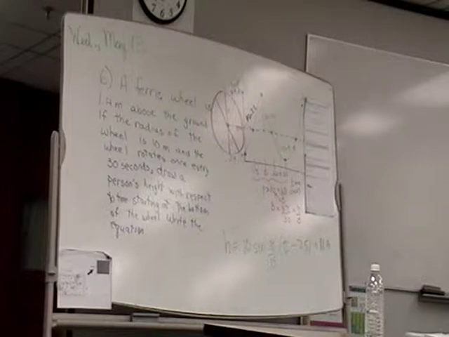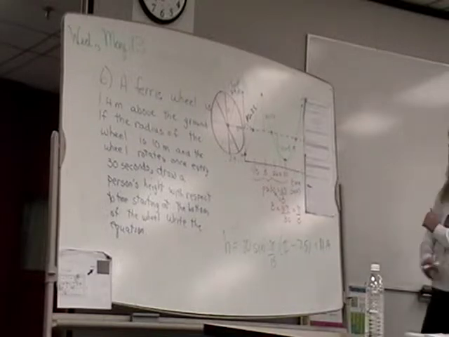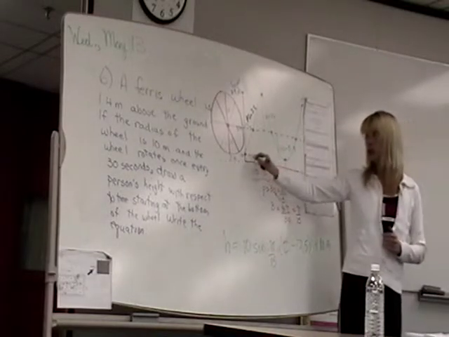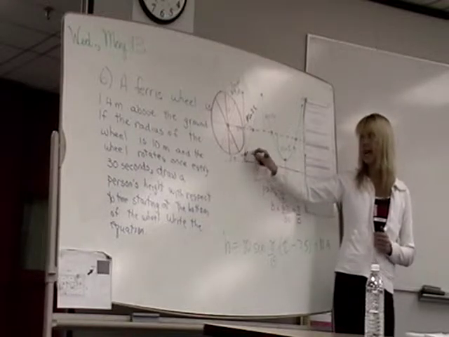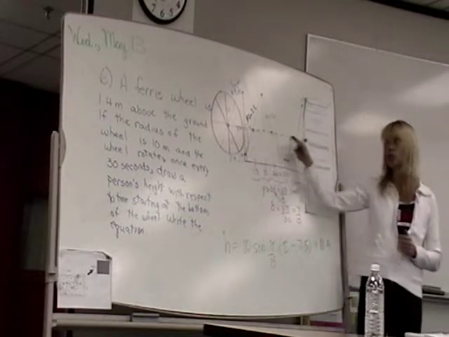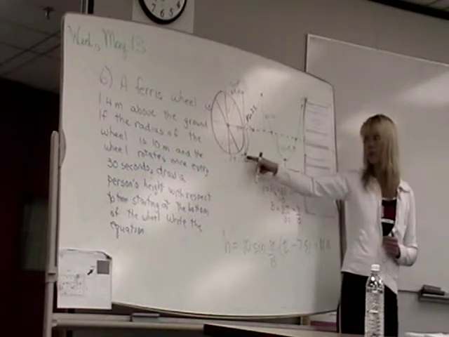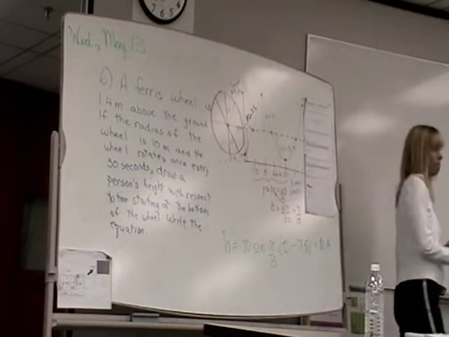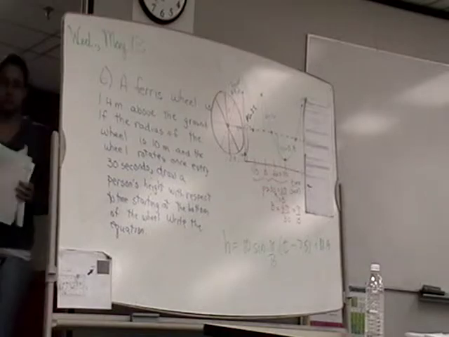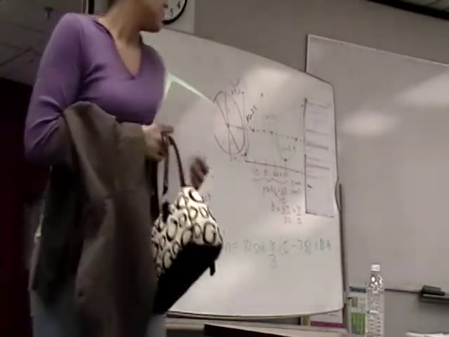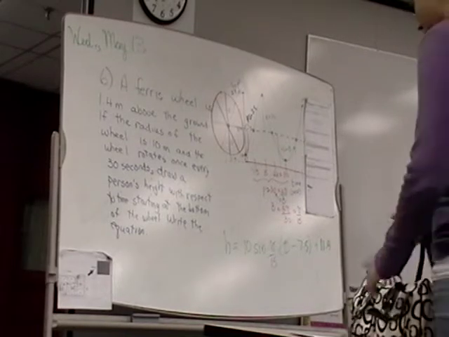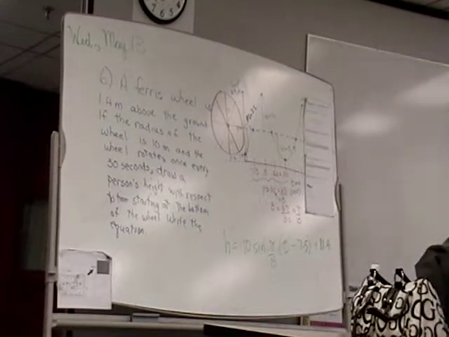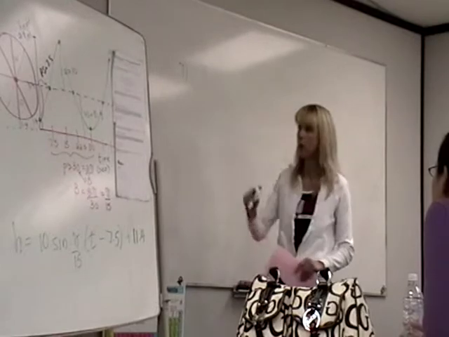Why is the vertical shift 11.4? Because the bottom of the wheel is 1.4 above, and the radius is 10, so you have to add, and that's your imaginary middle. So you go 10 plus 1.4 is 11.4. So your imaginary middle is your vertical shift? Yes. And there you go. These are always written as a sine.